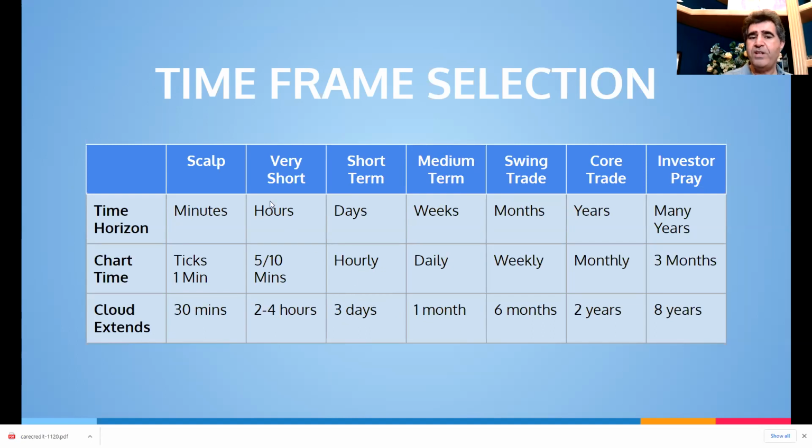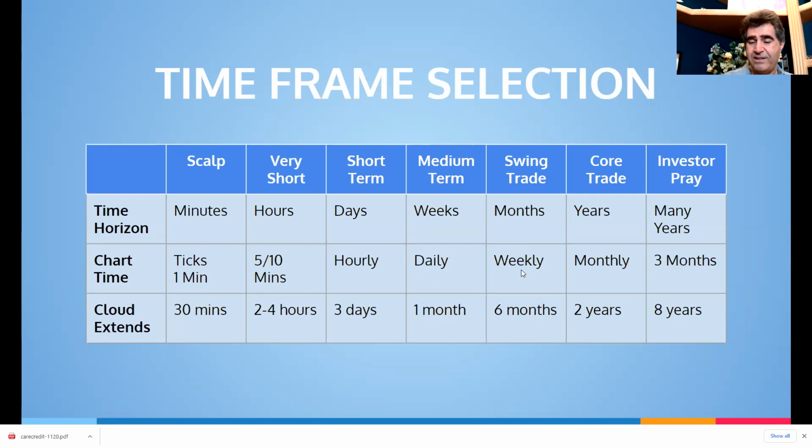If you're very short and you look at the 5 to 10-minute chart, because you're going to hold it only for 2 to 4 hours, so it's good only for 4 hours. So that's how your time frame selection works. If you were going to hold something for a few weeks up to a month, then you should look at the daily chart. That daily gives you the signal for the next 20 to 30 days, because you're going to hold it for weeks.